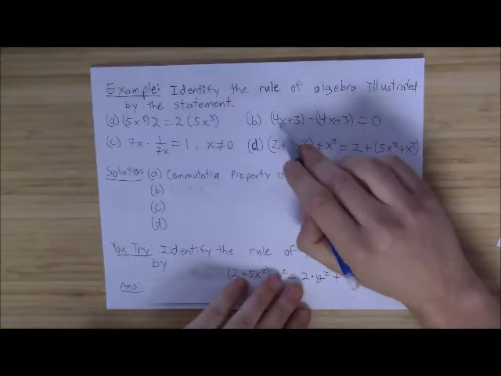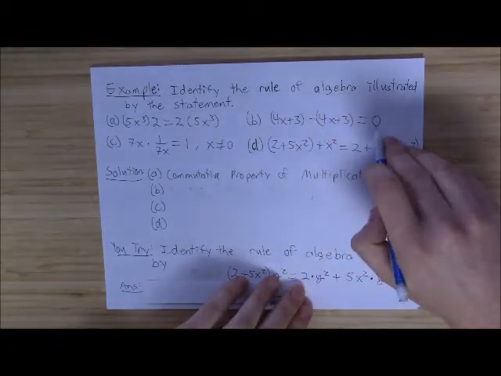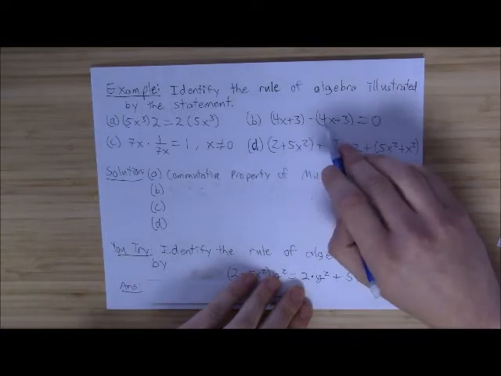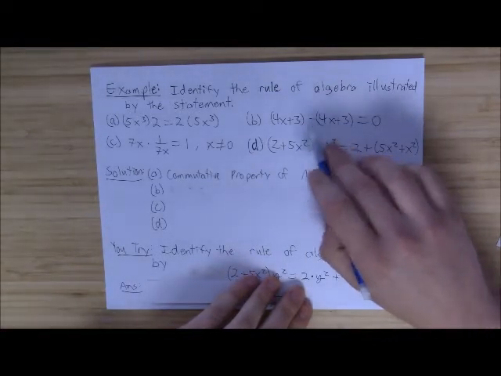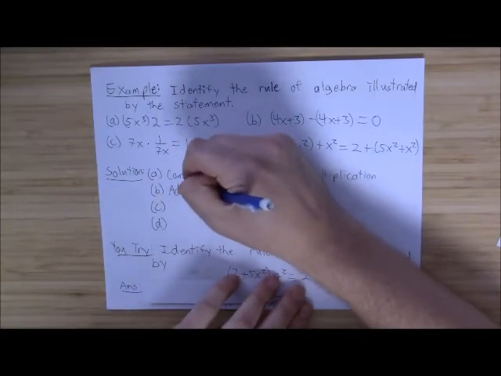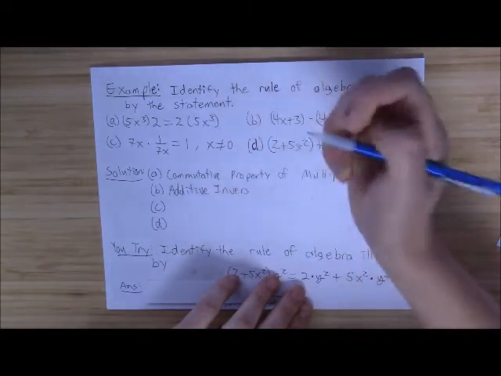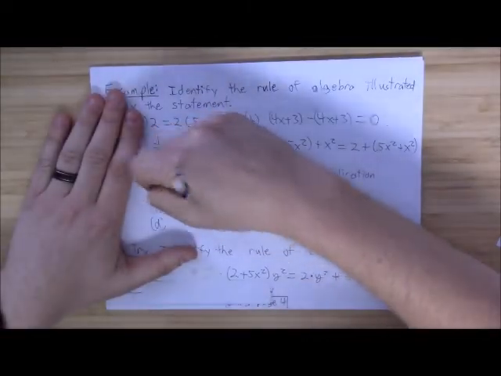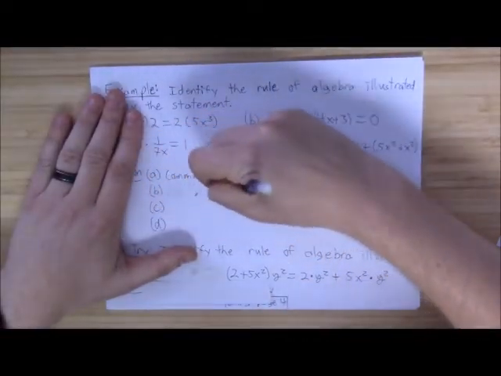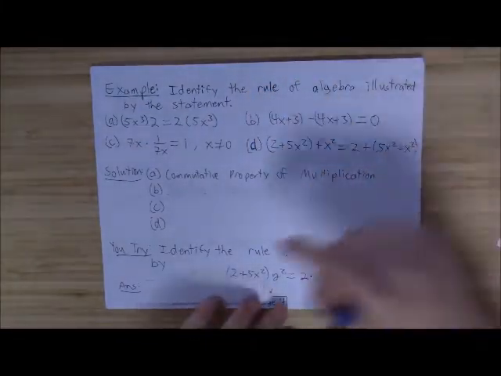So we see here that 4x plus 3 minus (4x plus 3) equals 0. That would be that we're really adding the negative. That is, we're adding its inverse. So that's the additive inverse property.